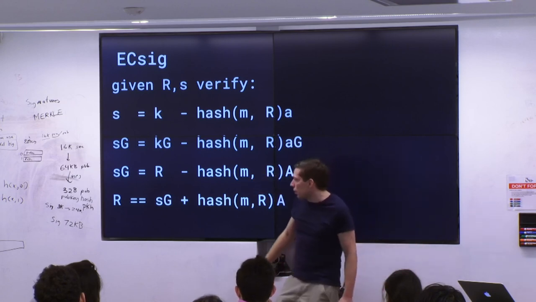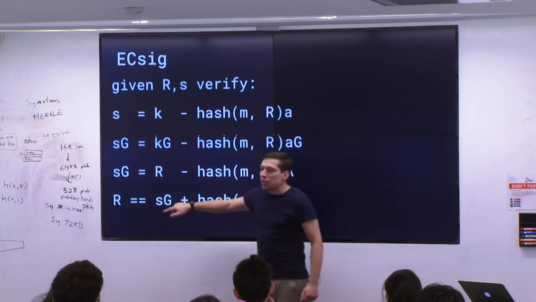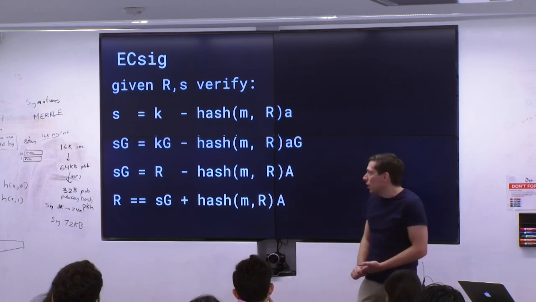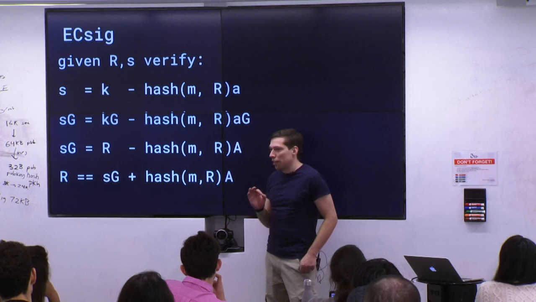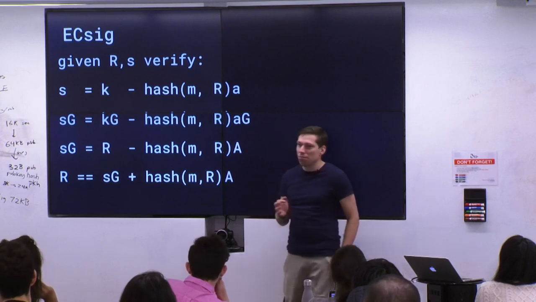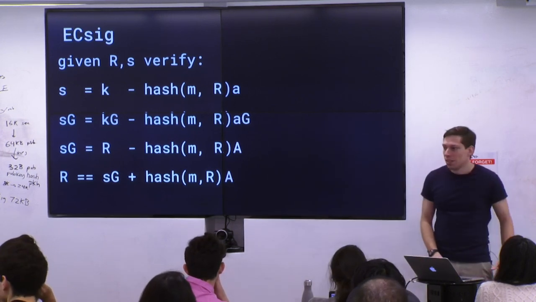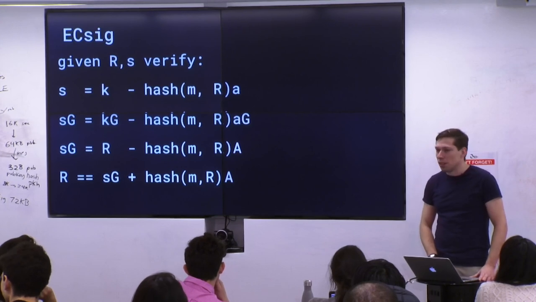And so I just rearrange it a little and say, is R equal to this? And if it is, that's a good signature. If it's not, it's not a good signature. Any questions about this? Does this make sense mostly?